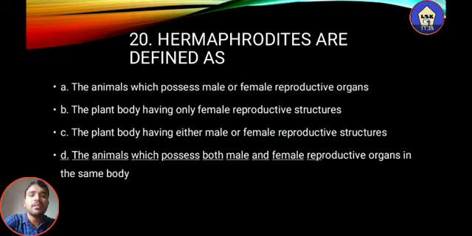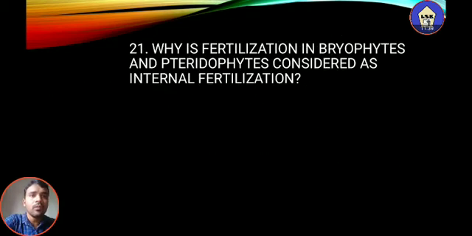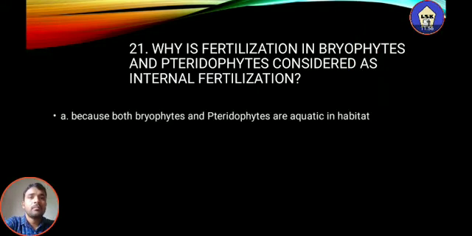Option D is the right answer to question number 21. Why is fertilization in bryophytes and pteridophytes considered as internal fertilization? Option: because both bryophytes and pteridophytes are aquatic in habitat.